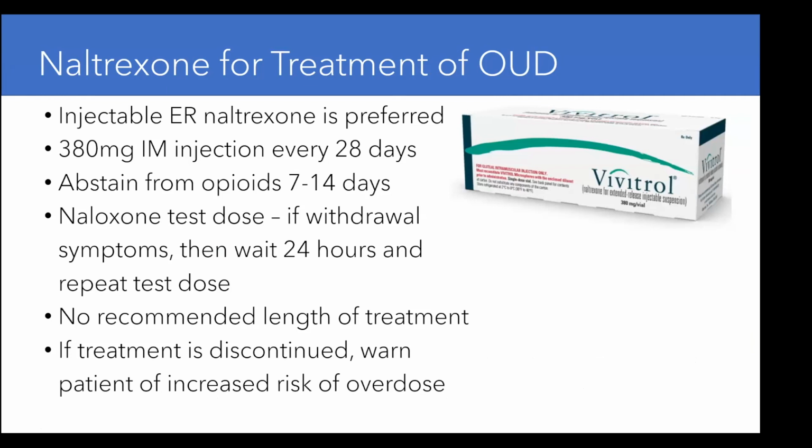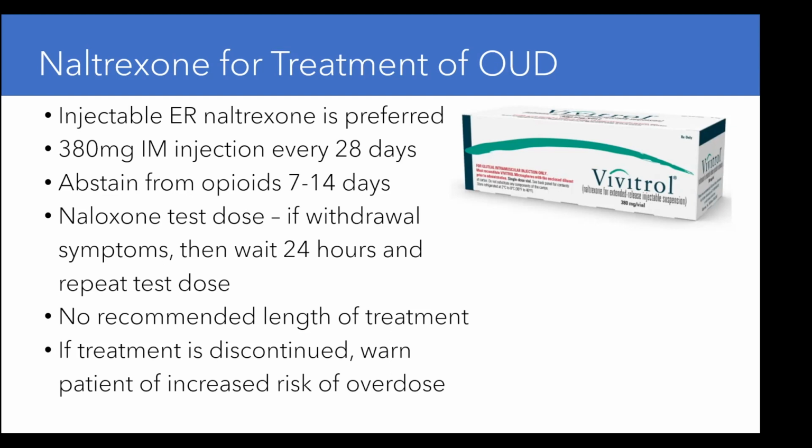Now I'm going to talk a little bit about naltrexone. Naltrexone, the brand name, is also known as Vivitrol, which is the injectable form. And Vivitrol, as I discussed, is preferred over the oral formulation because of the low rates of acceptance and high rates of non-adherence, which contribute to a lack of efficacy. So in most cases, the extended-release injectable naltrexone is preferred. The injection is a 380 milligram IM injection. It's given every 28 days.